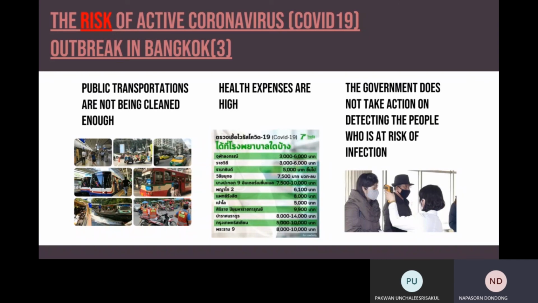And the last, the government does not take action on detecting the people who are at risk of infection. At the first phase of the coronavirus outbreak in Bangkok, there are very few infected patients. Therefore, the public has confidence in the government to control the virus, and they did not protect themselves. The government did not totally check everyone who is at risk of the virus and allowed them to pass easily. These people might have been infected already.